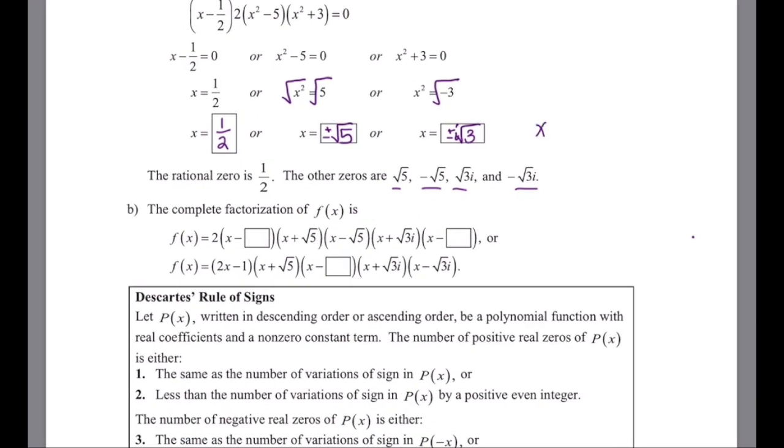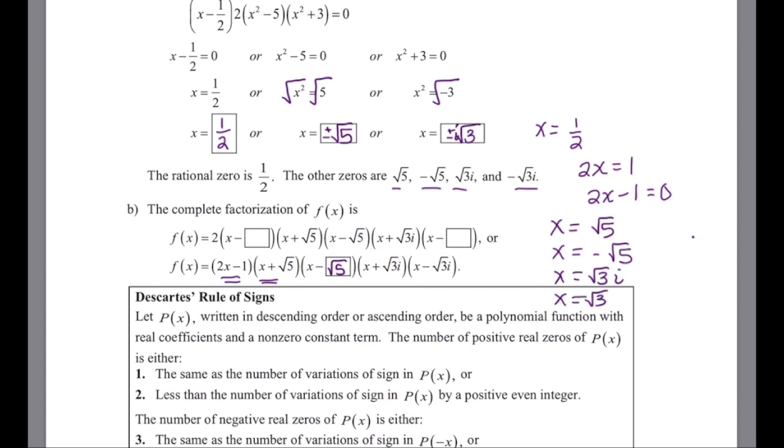So if I had x is equal to half, we could multiply both sides by 2 and then subtract 1. So I'd have 2x minus 1. Right now I also have x equals square root 5 and x equals negative square root 5. So if I add square root 5 and subtract square root 5 to set them equal to 0, and same thing here, I have x is equal to square root 3i, x is equal to negative square root 3i, so x plus the square root of 3i and x minus the square root of 3i. So now we have it in factored form.